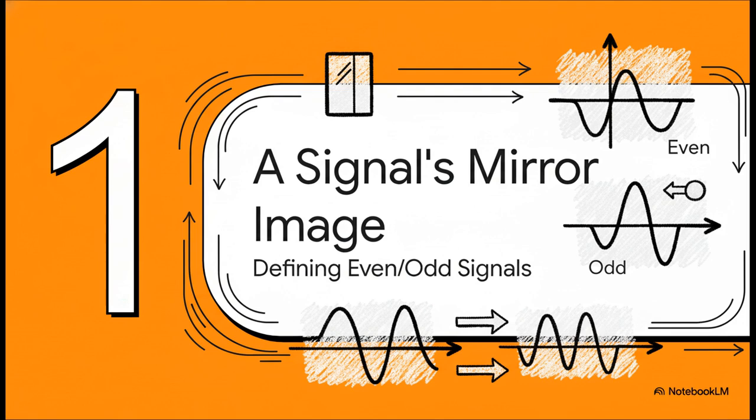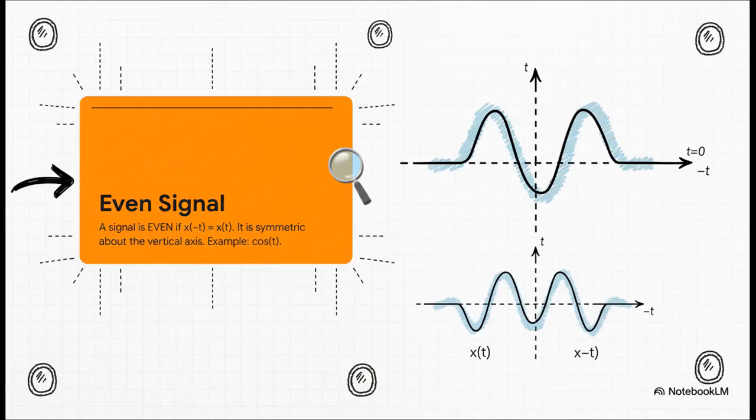First up, we're going to define the two basic types of signal symmetry that you're going to see over and over again. So first, we have what are called even signals. A signal is even if its time-reversed version, that x of minus t, is exactly the same as the original signal, x of t. It's like it's a perfect mirror image of itself, reflected around that vertical axis where time equals 0. An absolute classic example you'll see in your textbook is the good old cosine wave.